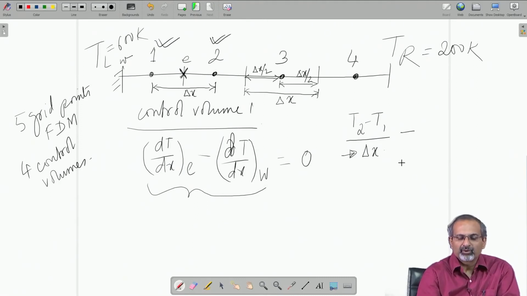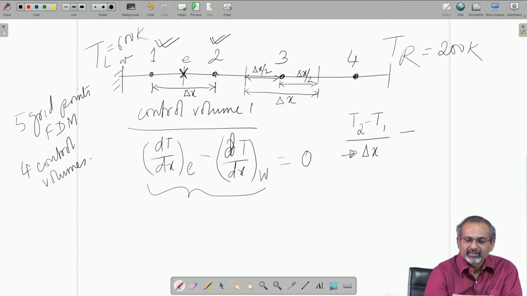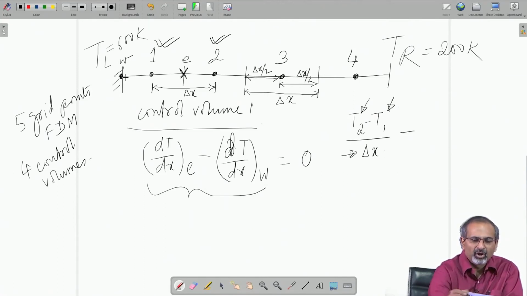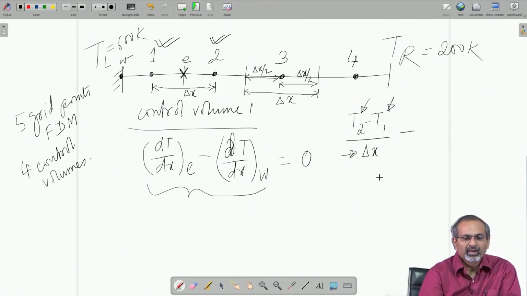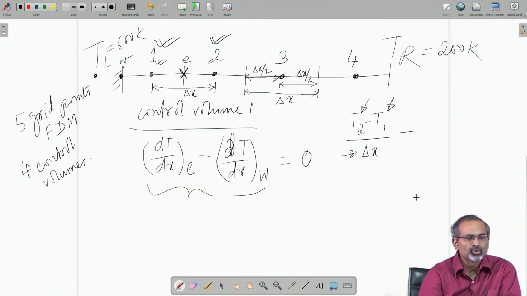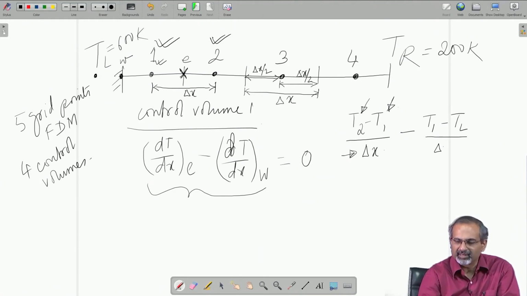minus we try to approximate the dT/dx at w, which happens to be the boundary. Now, unlike what we did here with 2 nodal points at a gap delta x, we do not have a node beyond the boundary, so that we have a delta x distance between 1 and a possible point beyond the boundary. So, the best bet would be to make use of the boundary condition with a slightly differing implementation of the derivative in this manner.